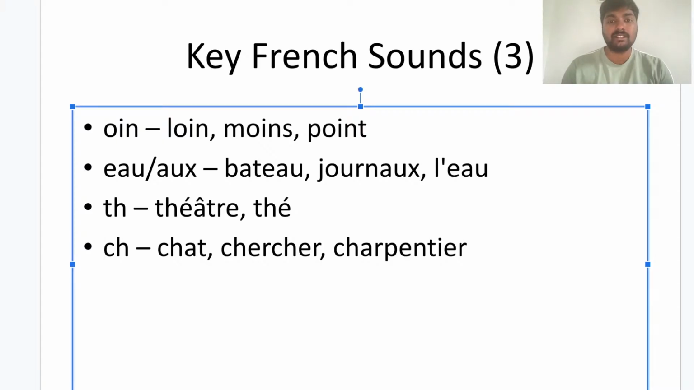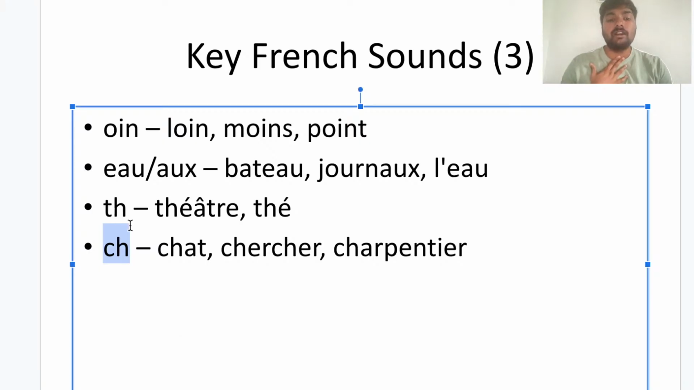Thé, which means tea. Théâtre means theater, and thé means tea, the tea which we drink every day. And how is CH spelled? CH is spelled as sha.